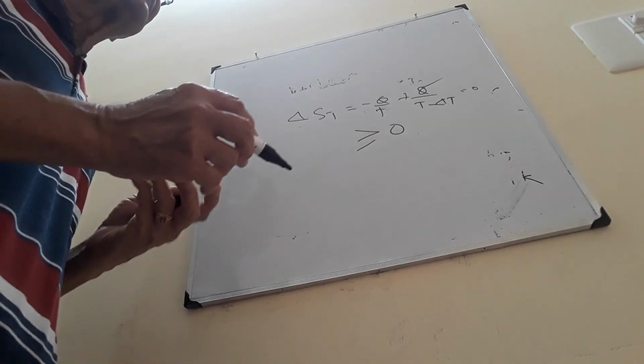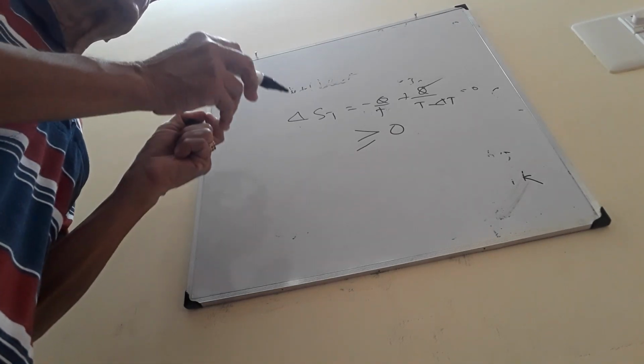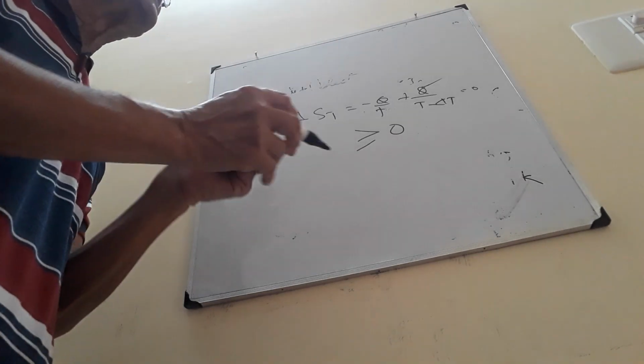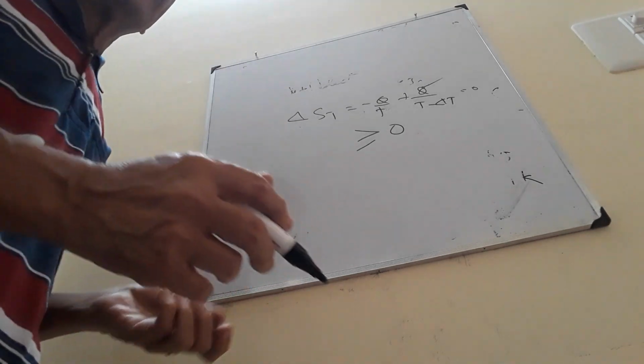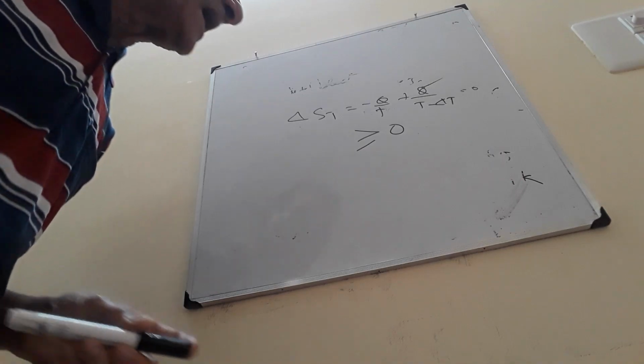Therefore, all processes will proceed in a direction wherein the total entropy change is greater than 0 or equal to 0. A process with a negative total entropy change cannot take place. So, this gives you the direction of the process. Okay. With this, we will stop today and continue later.